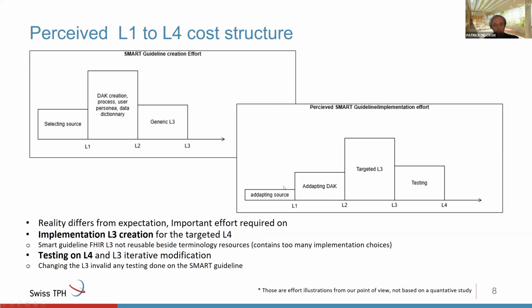Then about adapting the DAK. When you select a new source, it will have an impact, and therefore you need to update the different processes, the dictionary, and so on, to take into account the new source that you added to your DAK. Still, thanks to the work of WHO, that is eased a lot. And then, what we'll discuss today a bit, is why and which approach we used to achieve that. You will have to create your L3 that is actually targeted for your application.